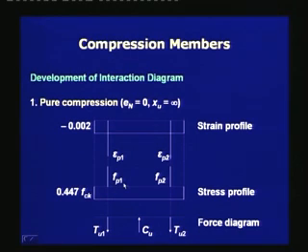Now the stress profile is, we have a stress of 0.447 FCK uniform along the concrete, and the stress in the prestressing tendons are denoted as FP1 and FP2, which we shall calculate from the strains epsilon P1 and epsilon P2. From the strain profile, thus we go to the stress profile, and then we go to the force diagram, where the compression in concrete is denoted as Cu and the tension in the prestressing tendons is denoted as Tu1 and Tu2 for AP1 and AP2 respectively.